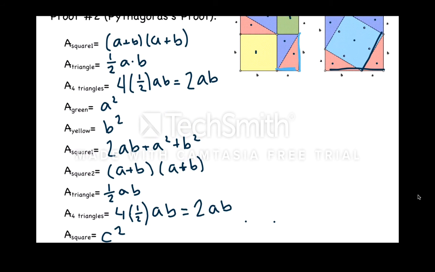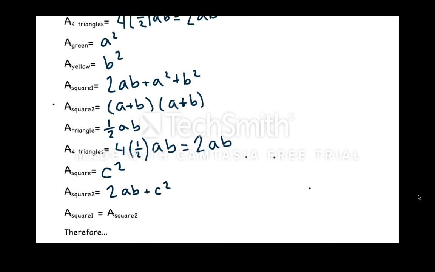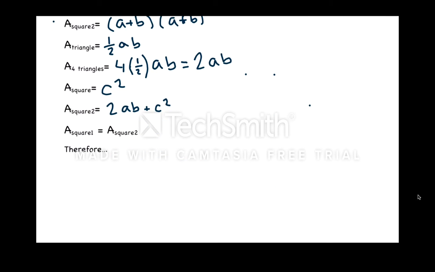Now, the reason we wrote that the area of square 1 is A plus B times A plus B, and the area of square 2 is A plus B times A plus B, is to show that they're actually equal. Because we can say that A plus B times A plus B is equal to A plus B times A plus B. So we know that the area of square 1 is equal to the area of square 2.